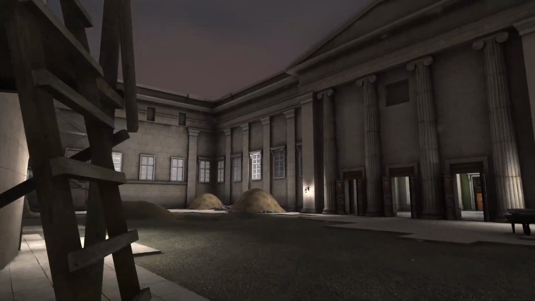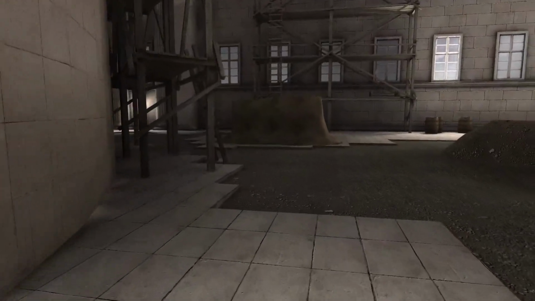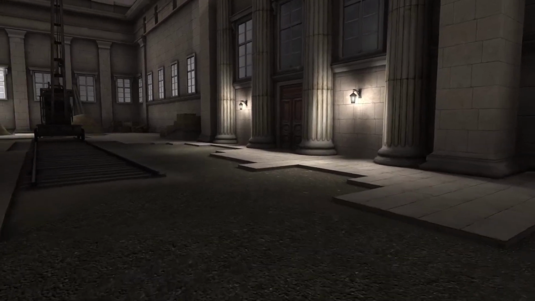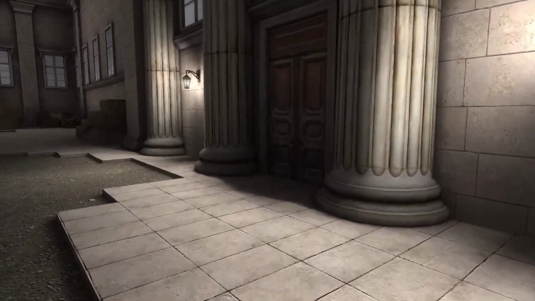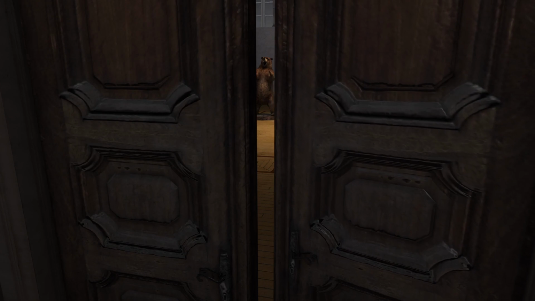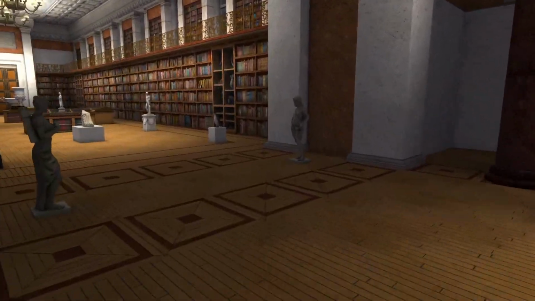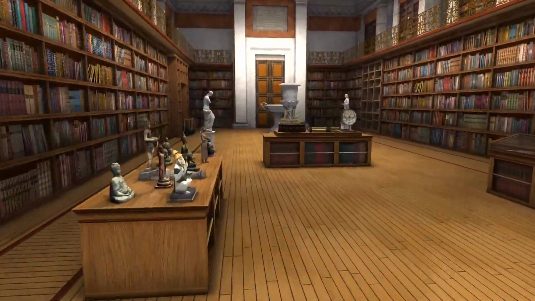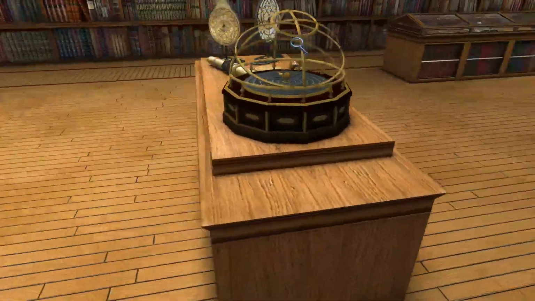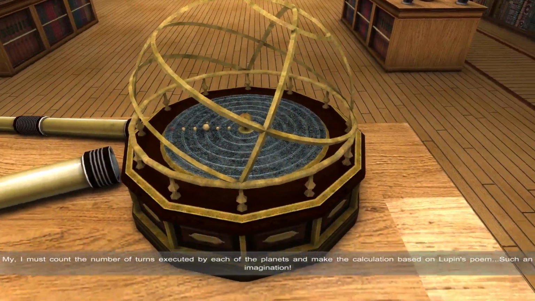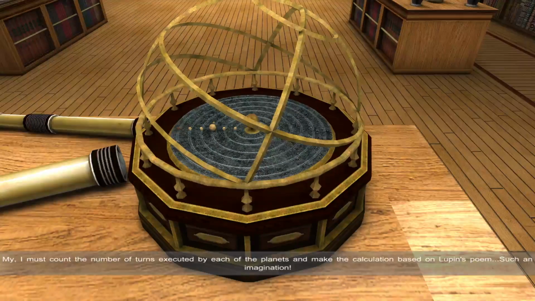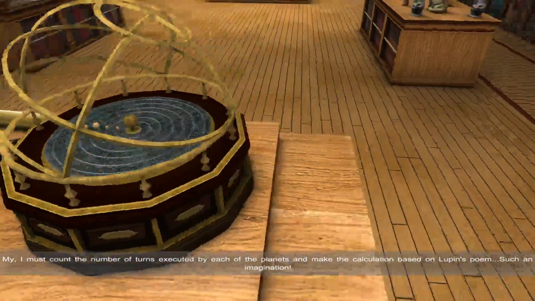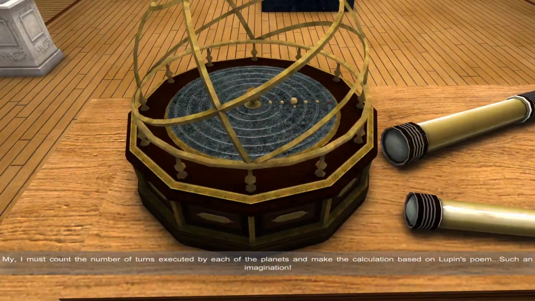Oh my god. Lupin. The sun is about to come up. You know, you think we could have enlisted the help of Watson in this. Maybe try to do things simultaneously. But, you know, Sherlock wants to get his cardio in. I think it was over. Yeah, it's right here. It's a map of the solar system. I must count the number of turns executed by each of the planets and make the calculation based on my poem. Oh my god, Lupin. Such an imagination.